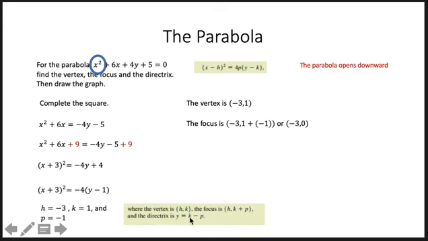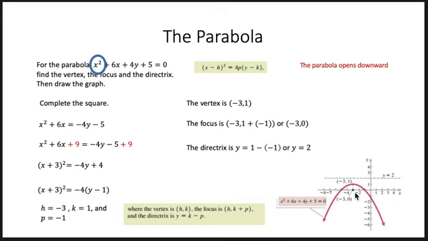The directrix is k minus p. Well, k is 1. 1 minus negative 1 is negative 2, or positive 2, sorry. So let me say that again. Remember, the directrix is k minus p. So it should be 1 minus negative 1, and 1 minus negative 1 is a positive 2. So the directrix is y equals 2. Draw your directrix, draw your focus, draw your vertex, and then draw your parabola. And this is what it will look like. Okay, let's do another example.